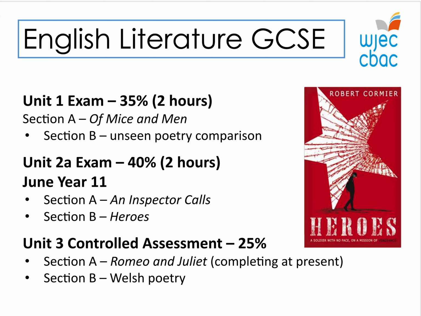Now, in terms of English literature, you can see it's a 3-unit course as well. So Unit 1, 2 and Unit 3. Unit 3 being the controlled assessment, which is worth 25%, and the other two then are 2 exams as well, one of which will be taken during Year 11. Now, in terms of the assessment, again, you will be given everything that you need in order to support your child, and also any set texts will also be provided by the school as well.